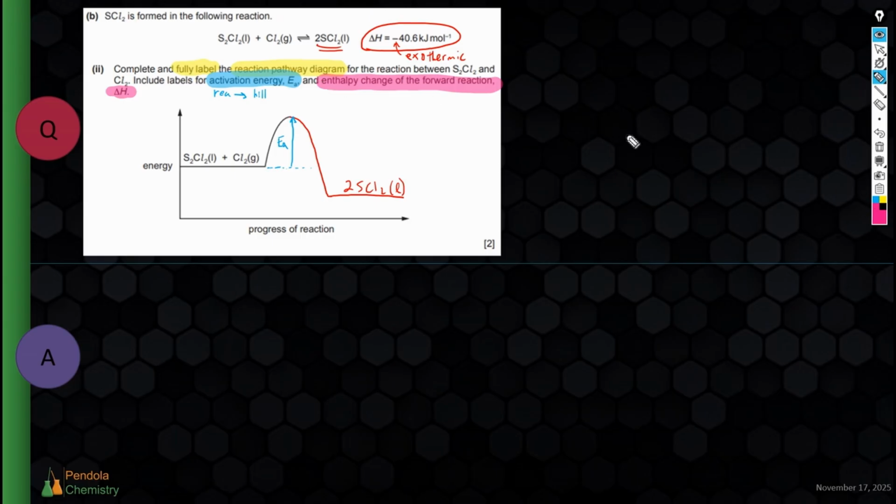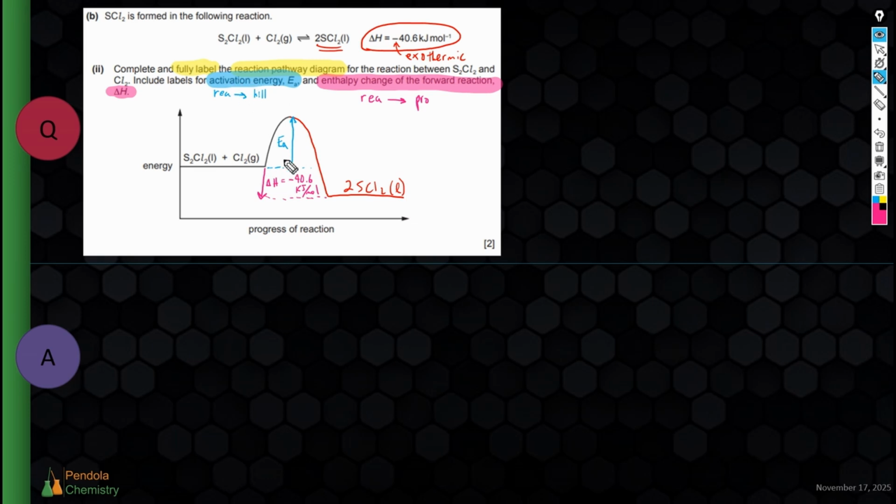Finally, the other thing that we need to draw is the enthalpy change. Now, we know the enthalpy change is negative, so we know it has to point down. But where is the enthalpy change for the reaction? The enthalpy change is always going to be the distance from the reactants to the products. So here, in this particular case, we have our products lower, so from the reactants down to the products, that's our delta H, which in this case is negative 40.6 kilojoules per mole.